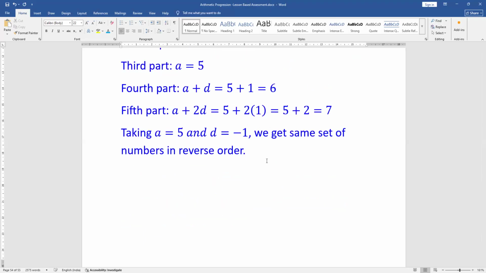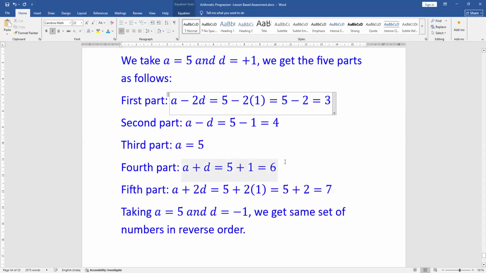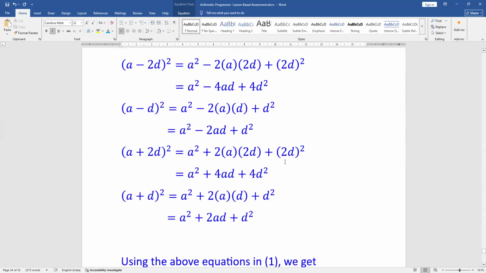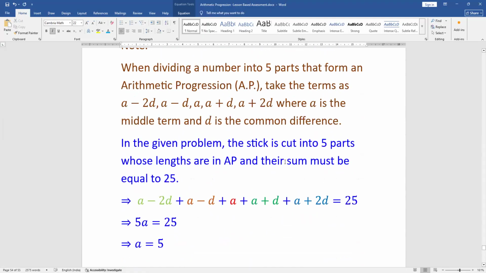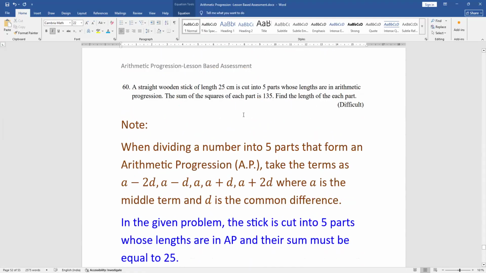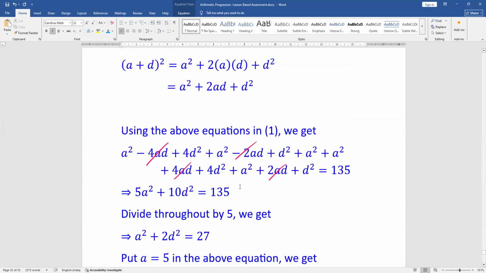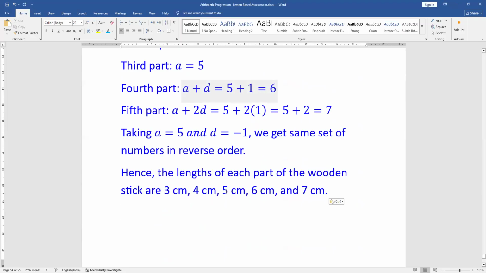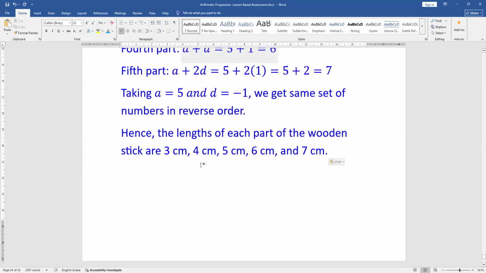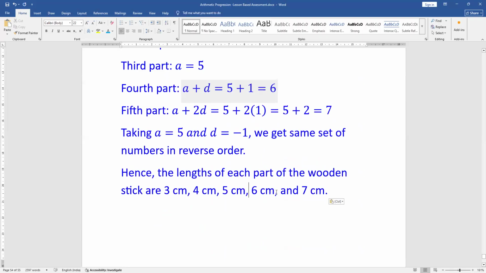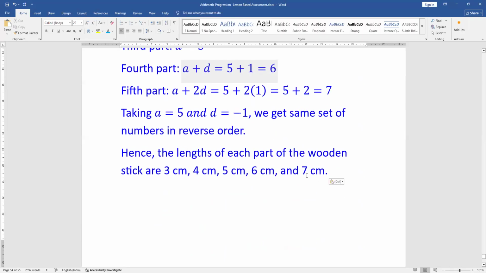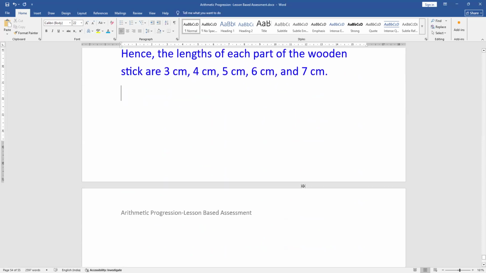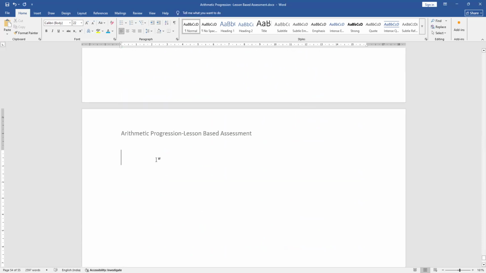So now what should the final conclusion be? You should put along with the units. So when you write like this, it should be in centimeters, because the length of the stick has been broken into parts, it is indicated in centimeters, right? So while concluding the problem, you must make sure that you mention the length. So here, hence the length of each part of the wooden stake are 3 centimeter, 4 centimeter, 5 centimeter, 6 centimeter, and 7 centimeter. That's it. Okay, children. So now I move on to my next question.